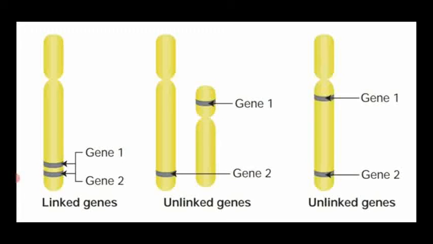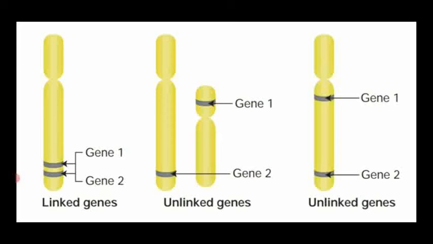And also, see the unlinked genes, they are far apart, that means they are not linked together. Coming to the third diagram, the same chromosome contains two genes, gene 1 and 2, in a distant location, they are also named as unlinked genes.